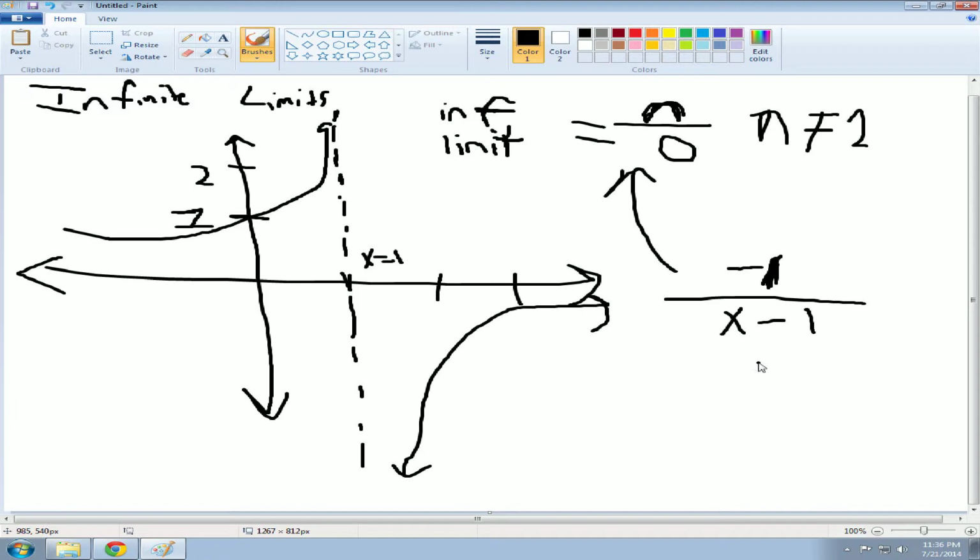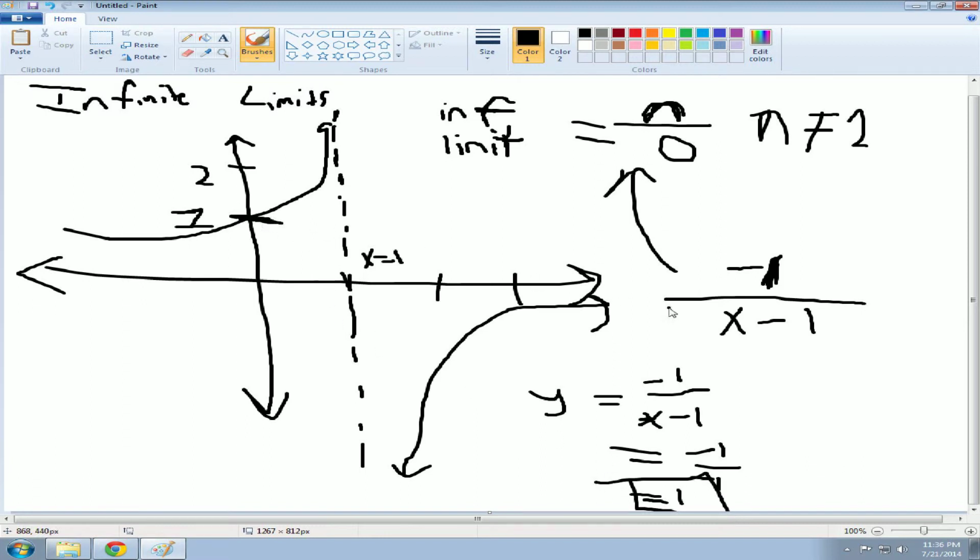And the reason is, if the y-intercept is at 1, if we do y equals negative 1 over x minus 1, when x is 0, we get negative 1 over negative 1, which is equal to 1. So you want to try and find a y that fulfills this y-intercept, and then make sure that the denominator goes to 0. And you cannot have this 0, because if it's 0, then it's not an infinite limit. It's a standard limit.